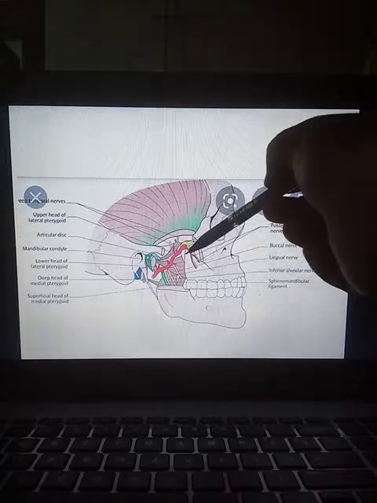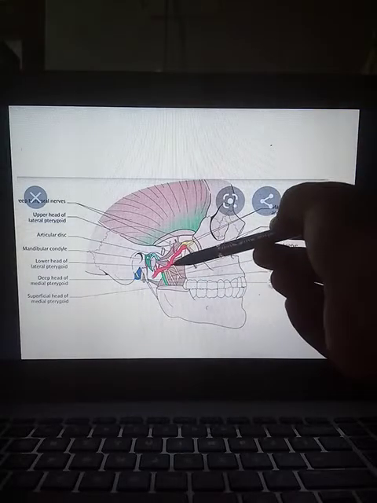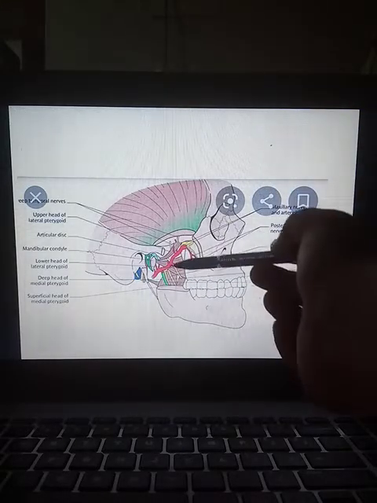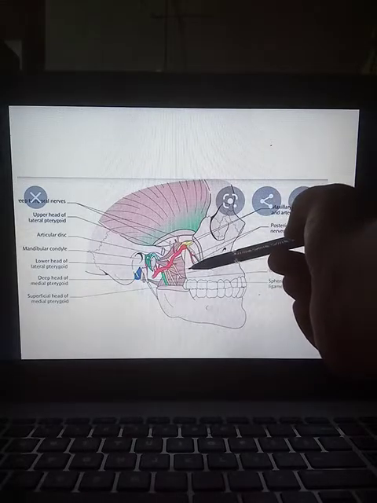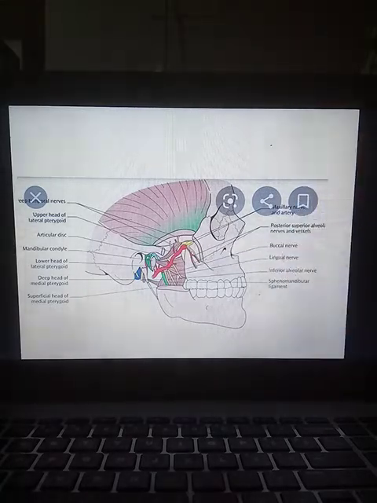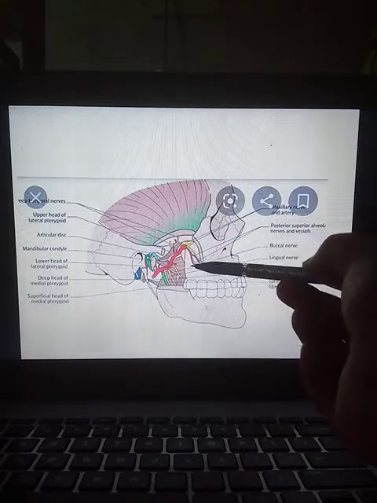Then a branch goes from here, this is your lingual nerve. Here there is a branch, the chorda tympani nerve, which is the branch of the facial nerve. Then comes your maxillary artery. Where is it?